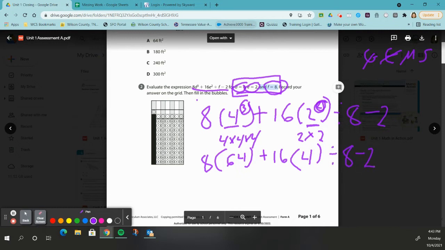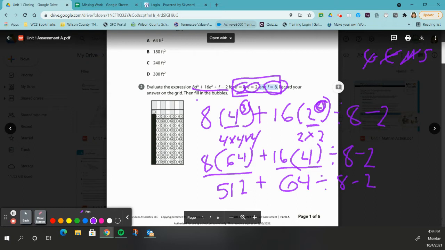So now that we have this, we are done with our exponents, and now we multiply or divide from left to right. Well, we have multiplication here, so we're going to multiply 8 times 64. And when you do that, I do believe you get 512. You might have to check my math on that one. Plus, you can go ahead and multiply here, okay? So 16 times 4, that's going to be 64. And then you bring down the rest of your expression.